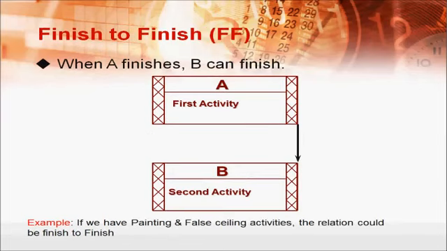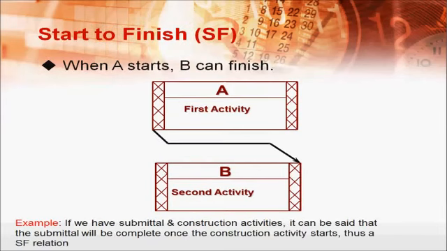A finish-to-finish relation shows that when A finishes, B can finish too, like when we link painting and false ceiling. A start-to-finish relation is rarely used in construction schedules and shows that when A starts, B can finish. This can be used to show that a submittal will be complete once the construction activity starts.